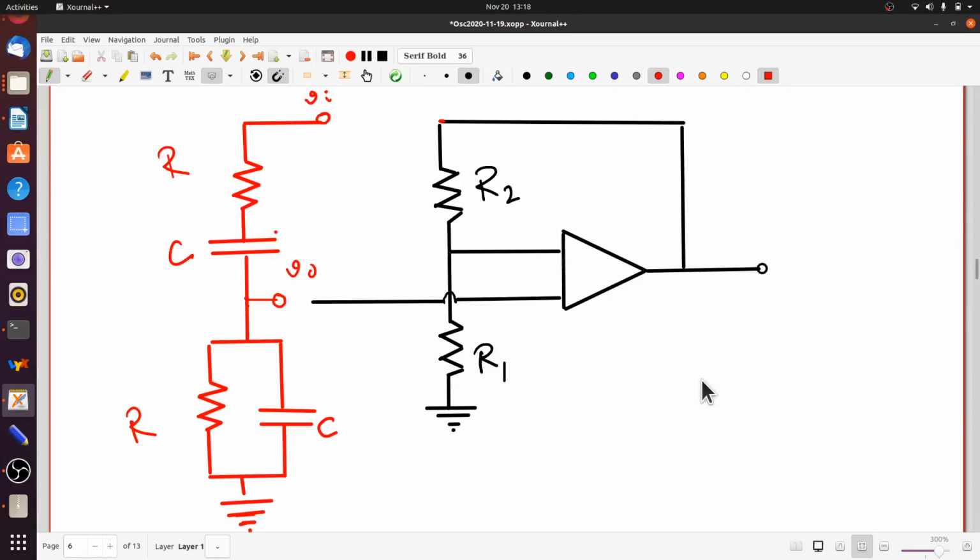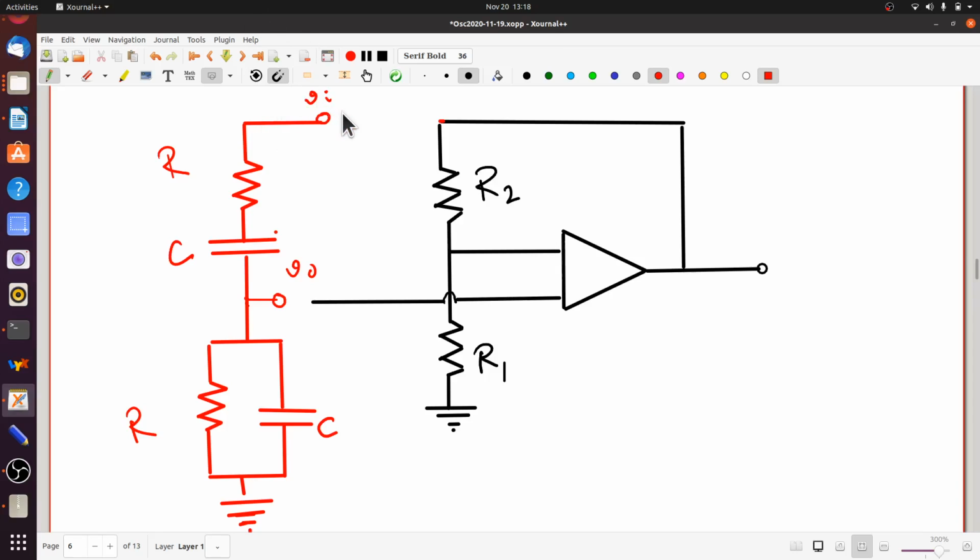This is the second part of the Wien bridge oscillator circuit. It's made out of a series RC combination in series with a parallel RC combination. This should be something which is pretty familiar to you from our circuit analysis classes long ago. We talked about this particular circuit there. This was called a lead lag network. And this lead lag behavior of this network is very, very important for the working of this particular oscillator that we are trying to design here.